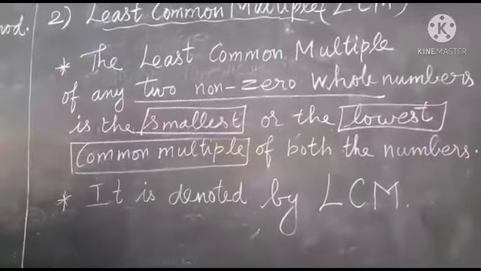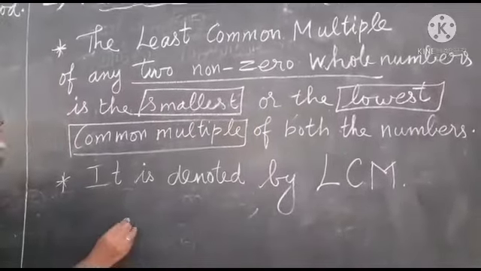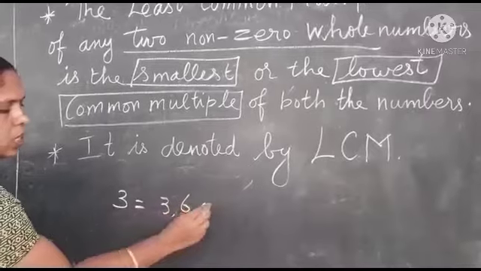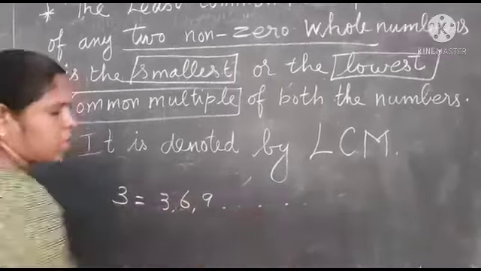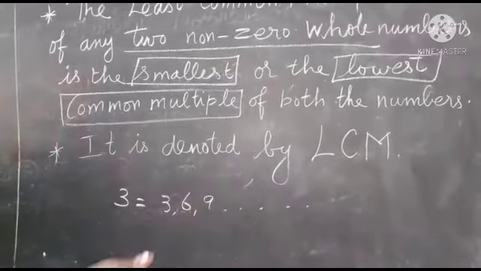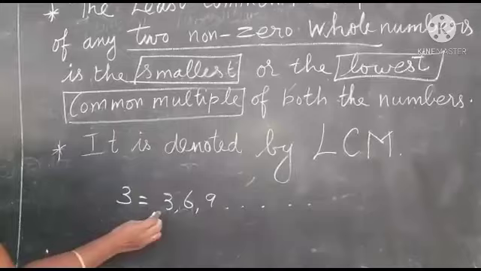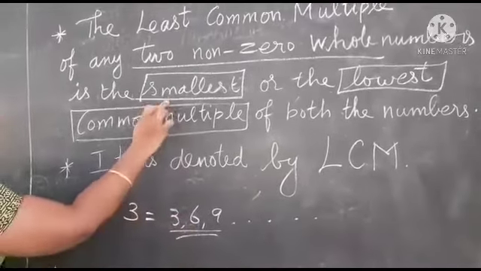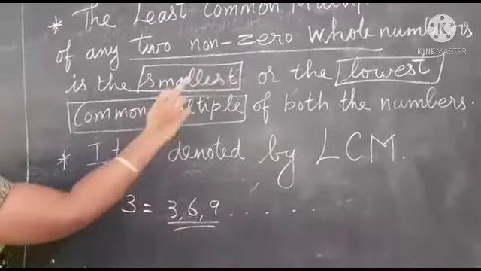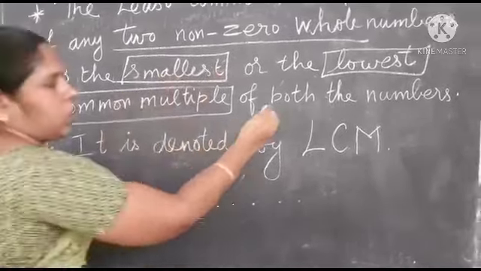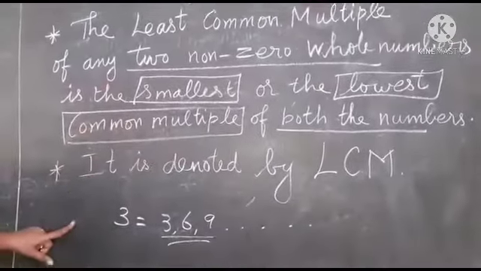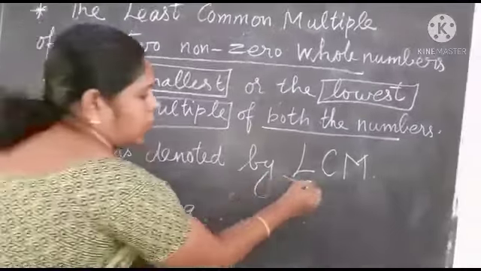You know very well what a multiple is. Suppose we take the number 3, what are the multiples of 3? 1 3s are 3, 2 3s are 6, 3 3s are 9, etc. The multiples are endless. They go on towards many more. So this is called multiples. We take the common multiples, and then the smallest or lowest common multiple of both the numbers. This is called least common multiple. It is denoted by LCM.